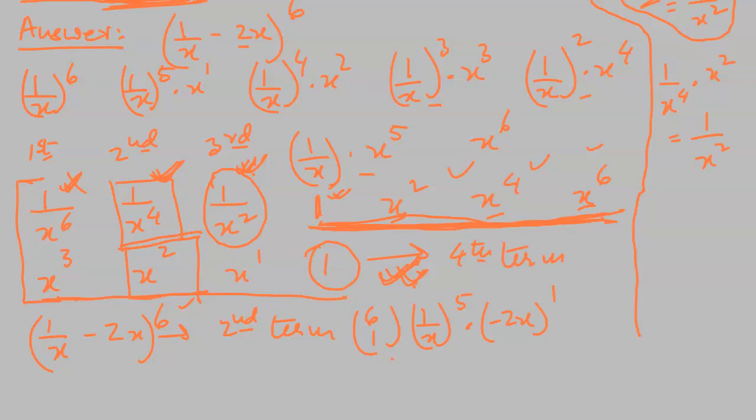6c1, nc1 is equal to n, so 6c1 is equal to 6. 6 times 1 over x raised to the power of 5 times negative 2x is equal to 6 times negative 2, which is negative 12 over x to the power of 4. Clear? This is the second term and we need the third term as well.